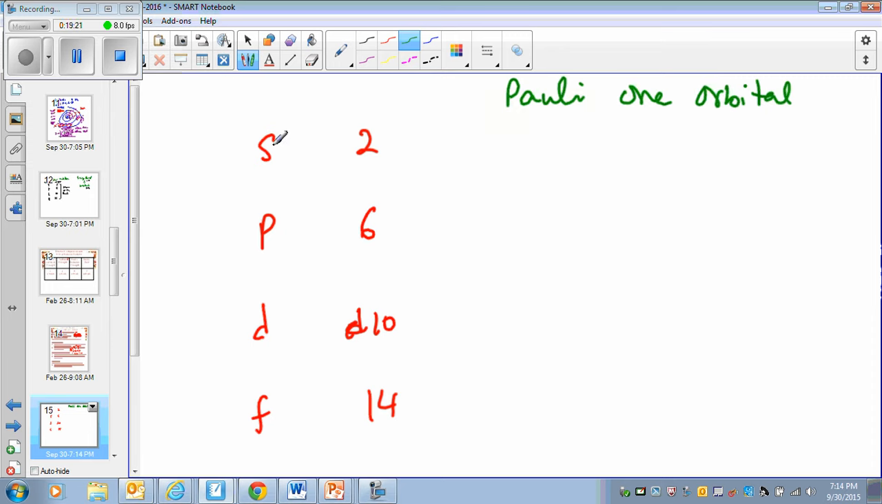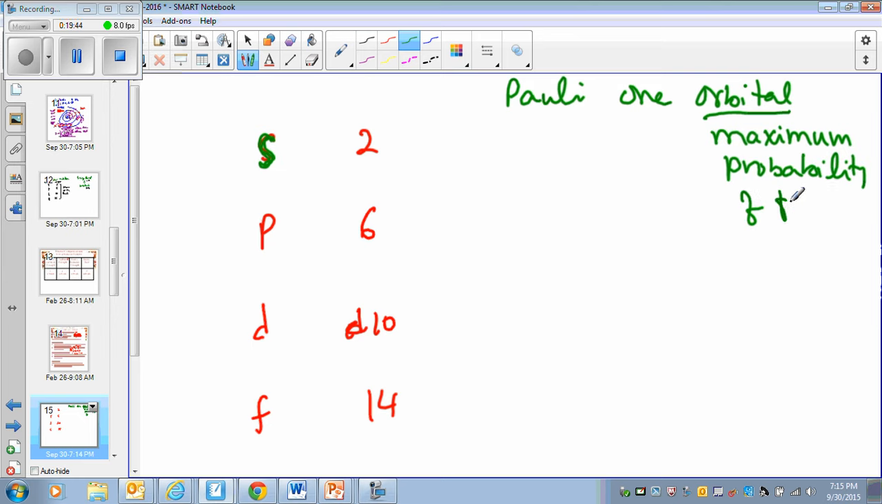So basically the point here is that these sublevels are further divided into orbitals. An orbital is the space where there is maximum probability of finding the electron. Okay, that's what is called an orbital, where you have maximum probability of finding the electron.